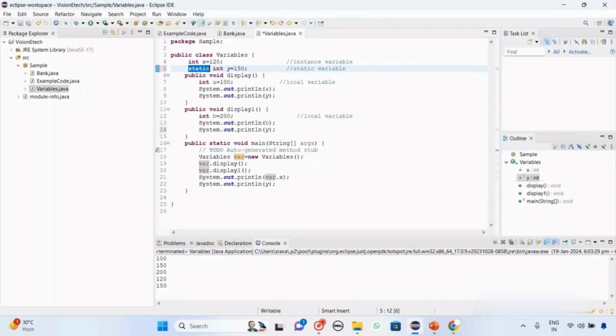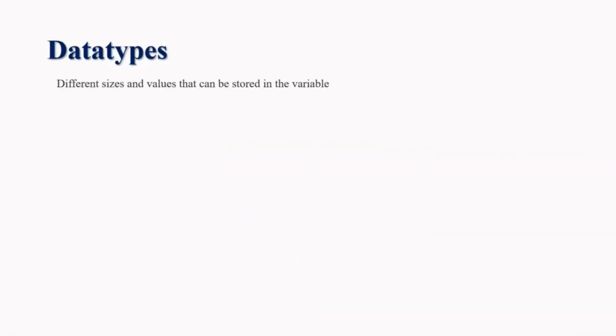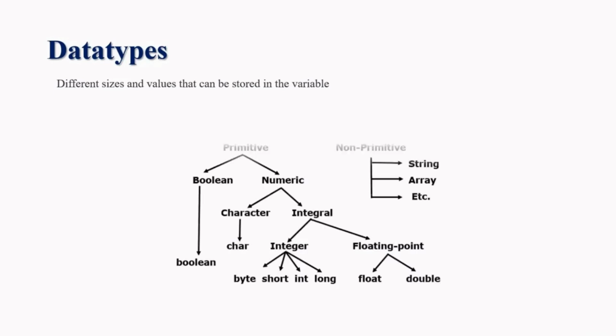Let's move to our next concept, data types. It specifies different sizes and values that can be stored in a variable. If you want to create any variable, you need to assign a certain data type to that variable. If someone asks you how many data types are there in Java, you just say there are two types: primitive data types and non-primitive data types.